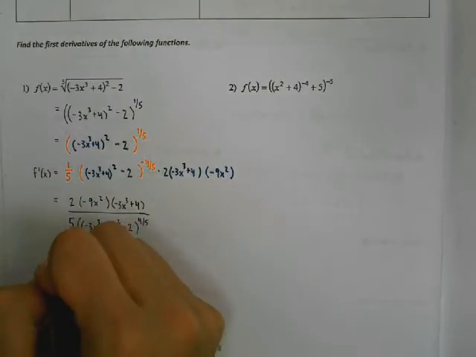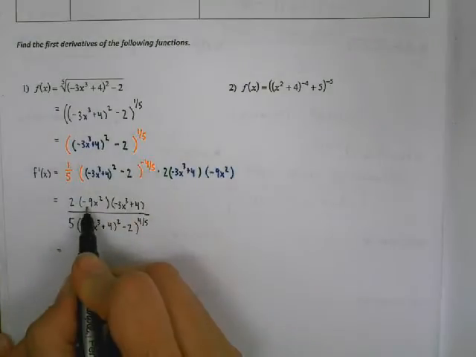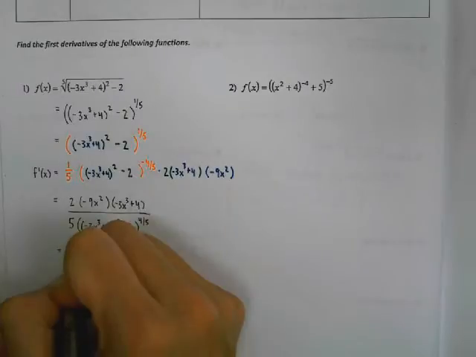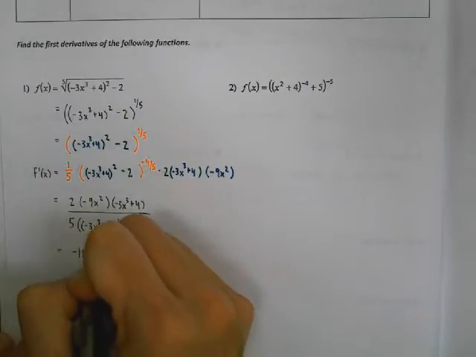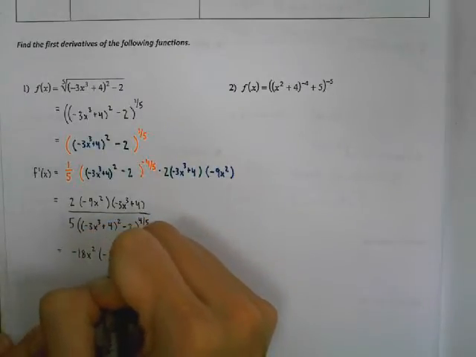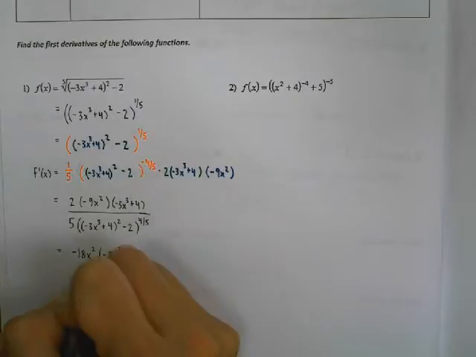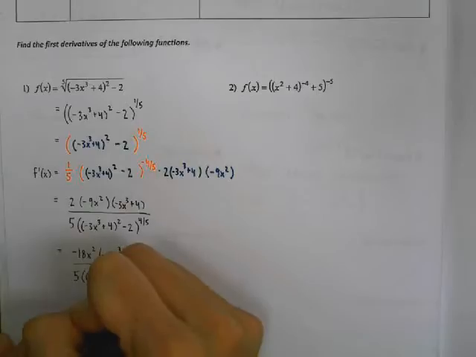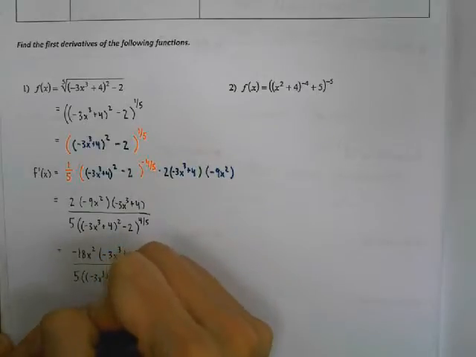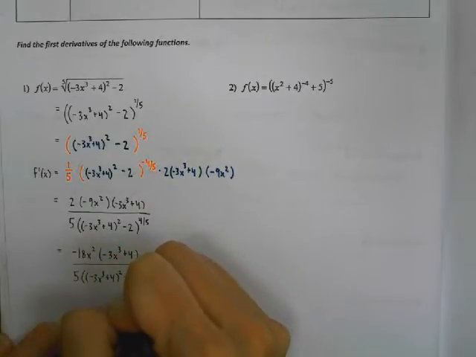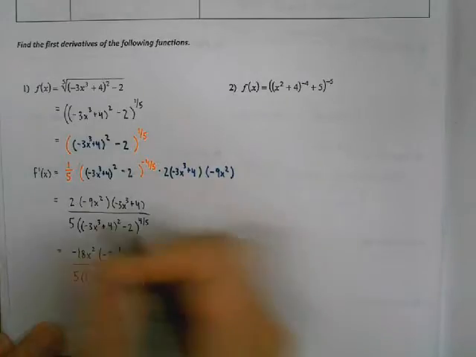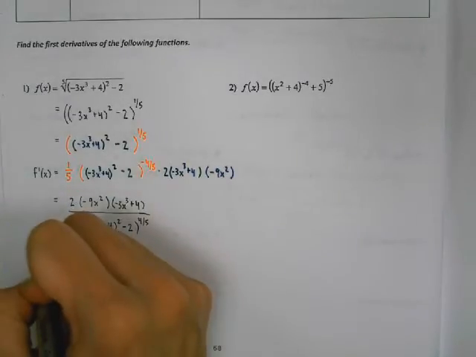Now at this point, the only thing I would probably do is multiply this 2 times my negative 9x squared. So I have negative 18x squared times negative 3x cubed plus 4 all over this quantity in the denominator. And that is our derivative.